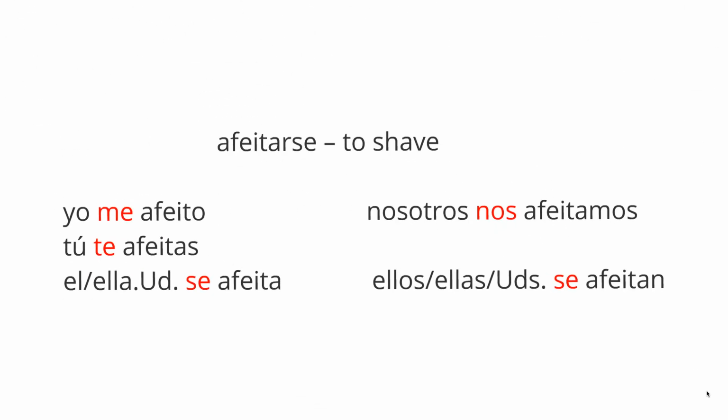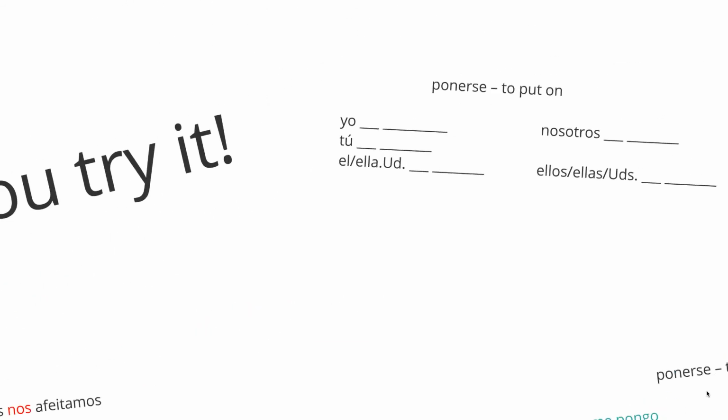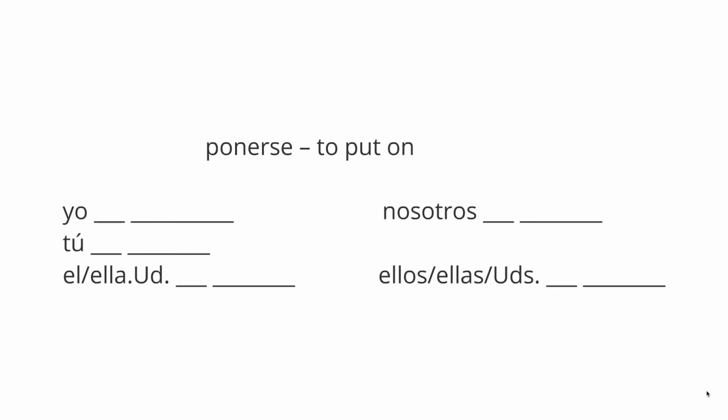Okay, for any reflexive verb, these are your pronouns. Me, te, se, nos, and se. Me afeito, te afeitas, se afeita, nos afeitamos, se afeitan. Again, it's a regular AR verb. It's conjugated like a regular AR verb, except it has that reflexive pronoun in front, showing we're doing it to ourselves. All right, let's take the verb ponerse. We learned the verb poner previously this year. Poner means to put. It's an ER verb.